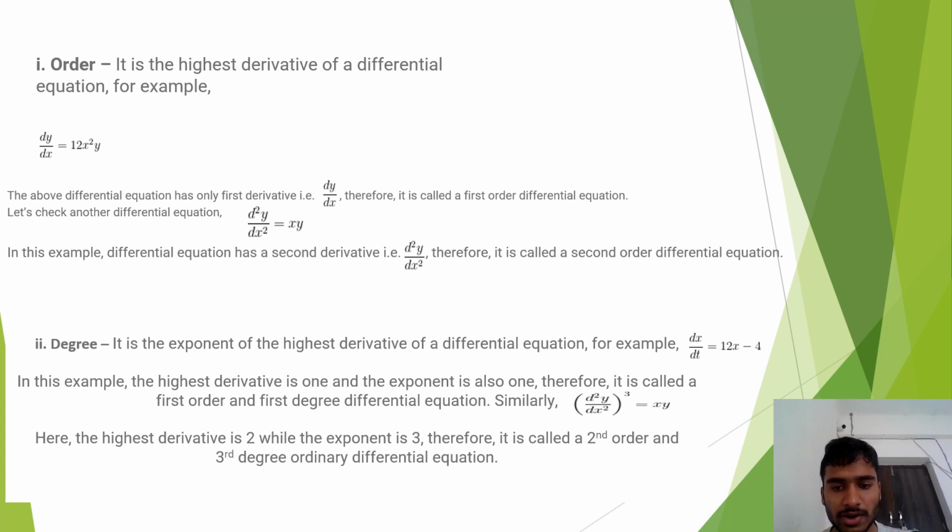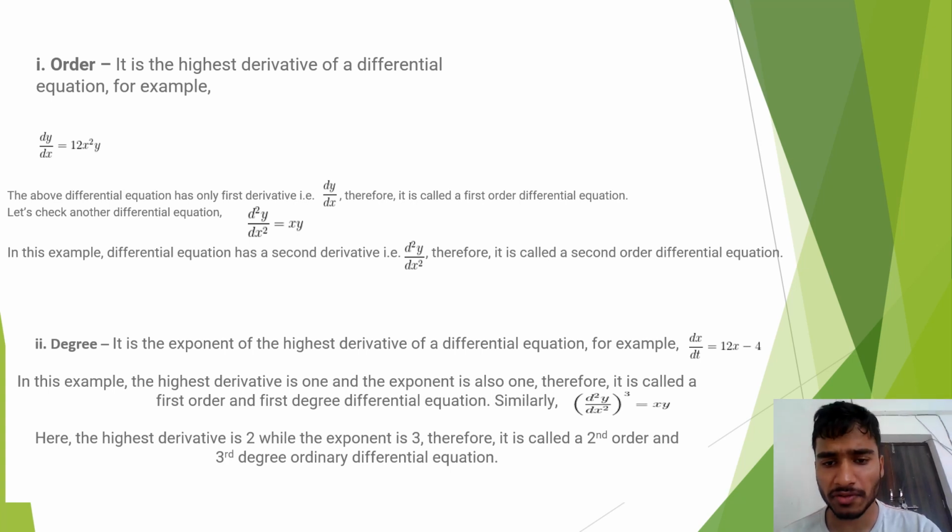Similarly, (d²y/dx²)³ = xy. What we have seen in the first part of this slide is order. Now what degree actually means is the exponent of the highest derivative of a differential equation. Suppose in this equation, dx/dt is the highest derivative. The exponent of this is 1. So the degree of this equation is 1.